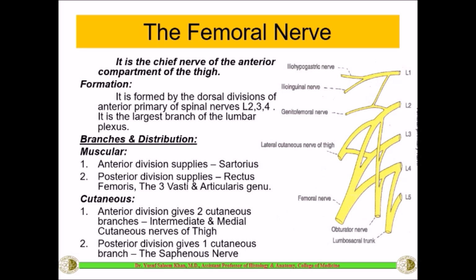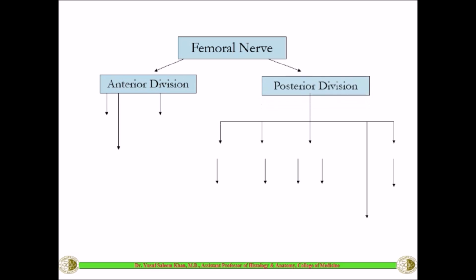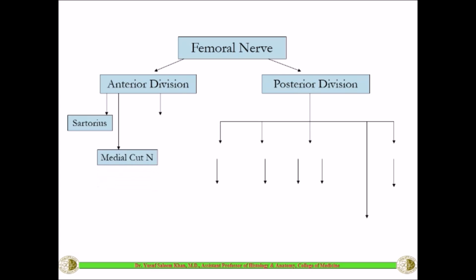If you feel this is difficult, I have made it simple by putting it in this graphic form. So the femoral nerve has an anterior division and a posterior division. The anterior division will supply one muscle, the Sartorius, and it will give two cutaneous branches, the medial and intermediate cutaneous nerves.